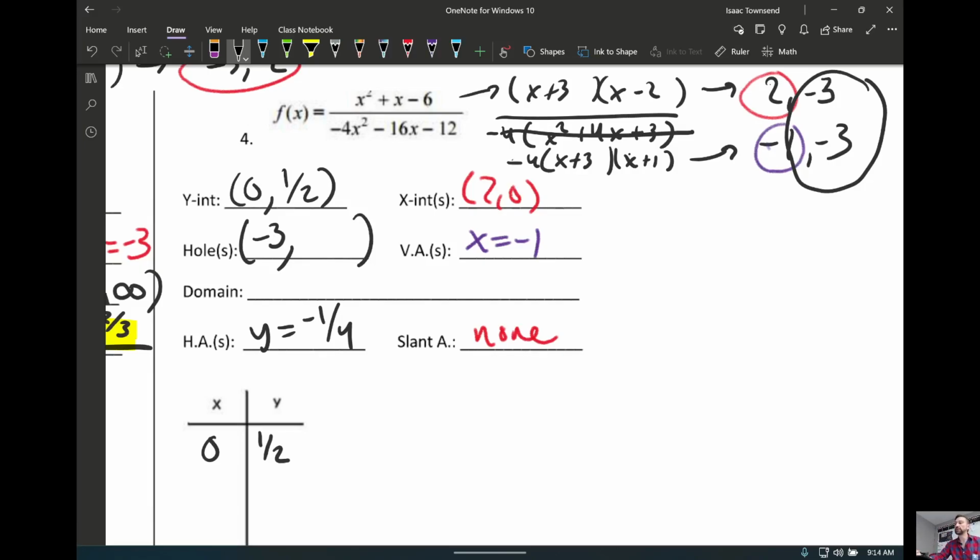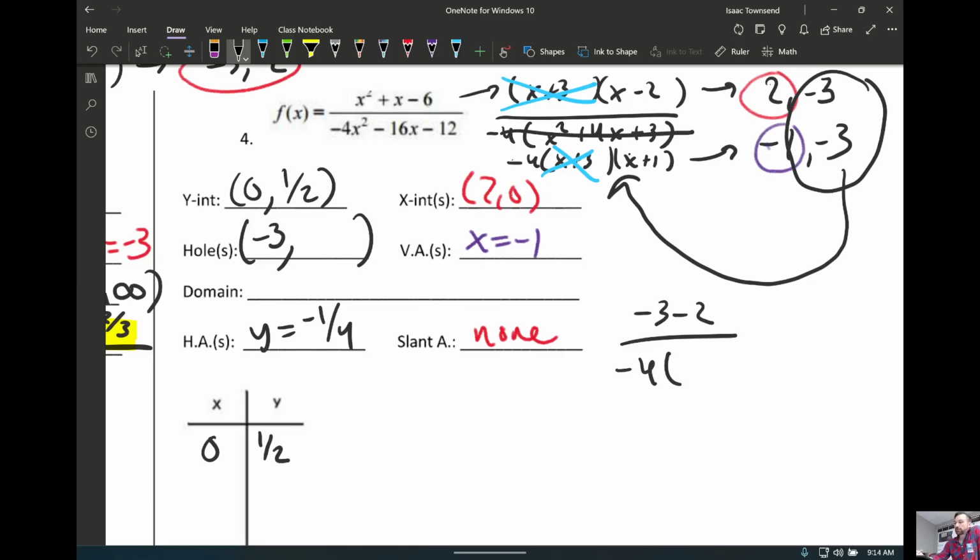To find the y value of the hole, you need to plug in the x value of the hole into the reduced fraction. So let the x plus 3 cancel out the x plus 3, and then plug it into what's left behind. That would be -3 minus 2 on top, and -4 times -3 plus 1 on bottom. Which is -5/8.